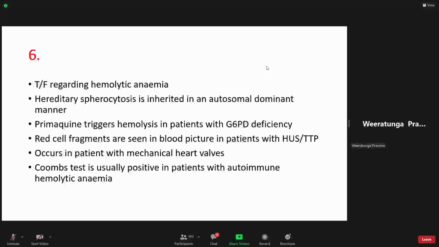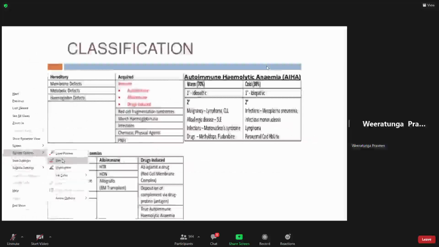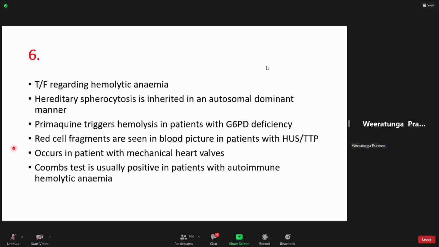Now, when it comes to the acquired ones, I told you the main thing is autoimmune hemolytic anemia, and the Coombs test is usually positive in these people. But there are also other types of acquired hemolysis, like red cell fragmentation syndromes. Apart from the immune-mediated ones, you have these red cell fragmentation syndromes, things like HUS, TTP, and patients with mechanical valves, because the mechanical valve is traumatic to red cells. So these can cause fragmentation of red cells.